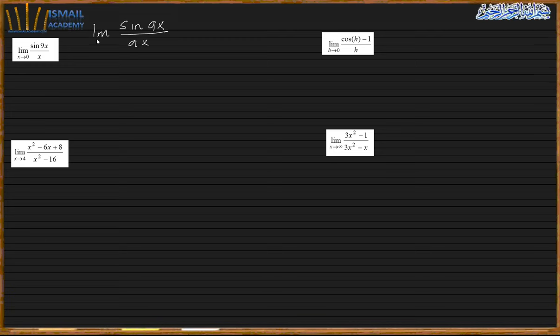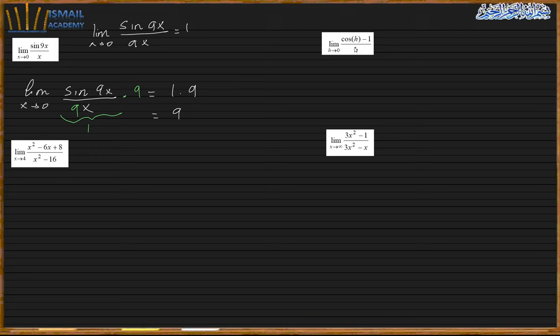If the limit goes to 0, it's 1. But here I don't have an a on the denominator. So what I need to do is create that a. So 9x over x, when x goes to 0, I multiply both sides by 9. Now I create my a on the denominator, so this value is 1. So my final answer will be 1 times 9, which is 9.